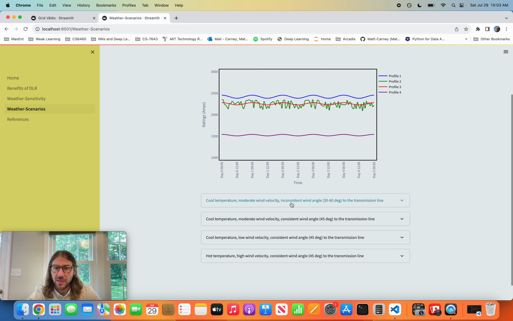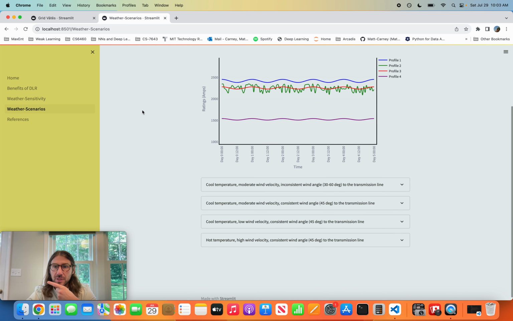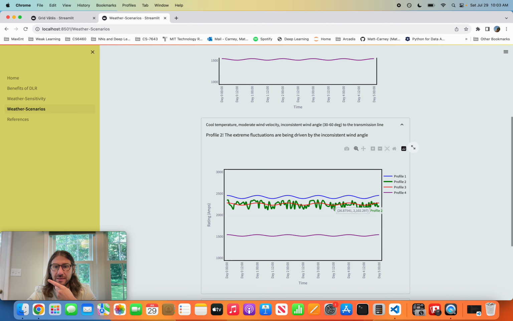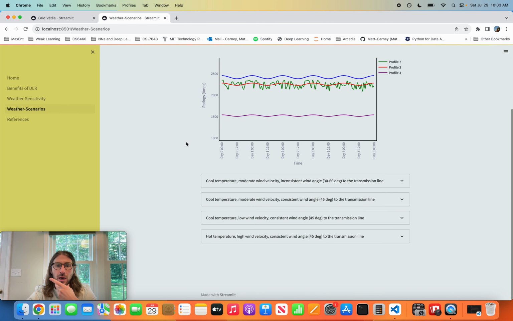So the first one is cool temperature, moderate wind velocity, inconsistent wind angle from 30 to 60 degrees. That's the giveaway right there. So the inconsistent wind angle is going to drive fluctuations in the line rating, which should lead the user to profile 2. So expand it, it's bolded, a little description.